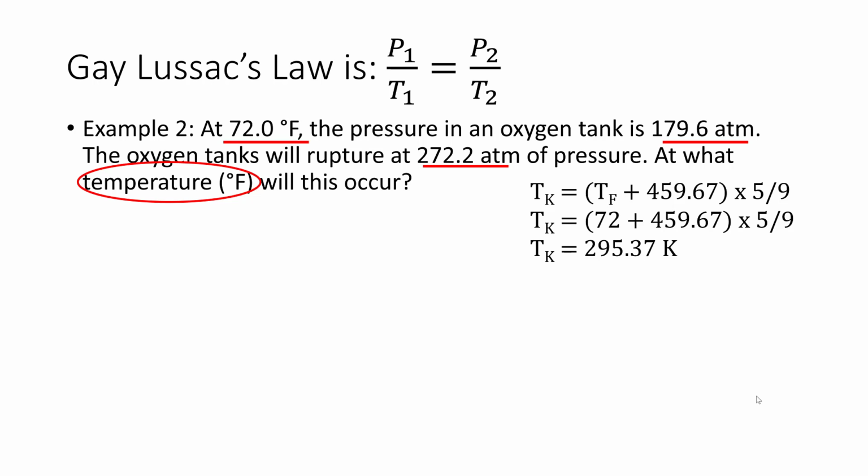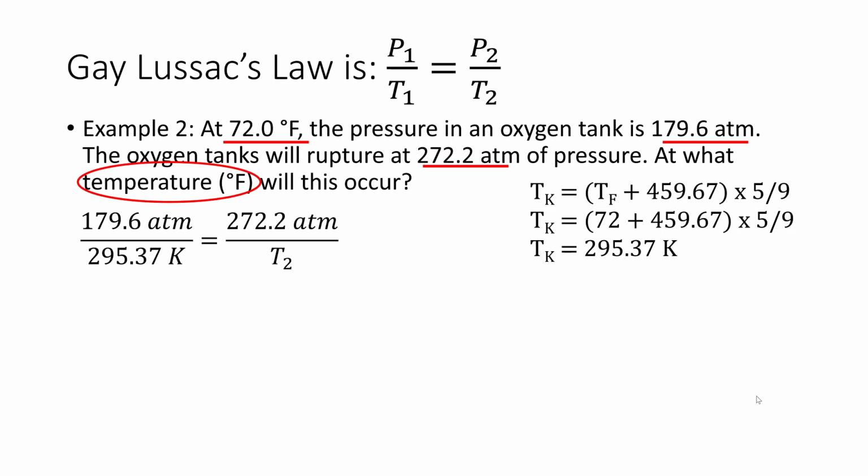Okay, but now we've got our 72 degrees Fahrenheit. It's in Kelvin, 295.37. So that's our T1, and we've got our P1 and our P2. But it looks like we need to solve for T2. So let's go ahead and plug all of our variables into the equation. And you should get 179.6 atmospheres divided by 295.37 Kelvin equals 272.2 atmospheres divided by T2.